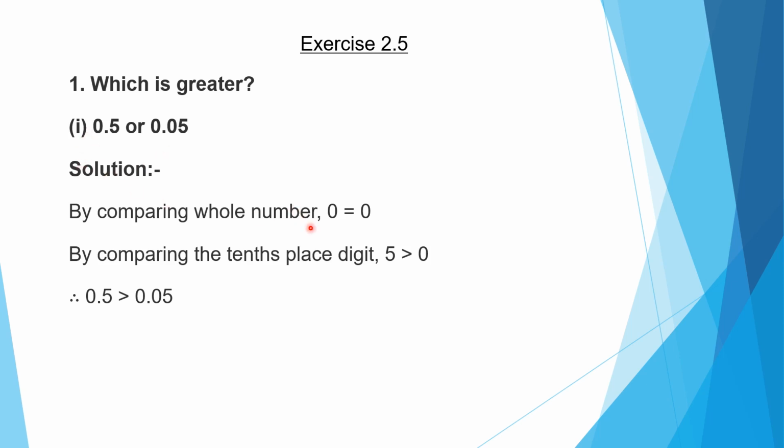Whole numbers in both, it is 0 only. So next which place we have to come? Tenths place. In tenths place 0.5 is having 5 and 0.05 is having 0. That's why which one is greater? Out of 5 and 0, 5 is greater. So immediately here we got the answer: 0.5 is greater than 0.05. Here also, like whole numbers, we have to just compare the numbers place value wise and then decide until we get the bigger number.